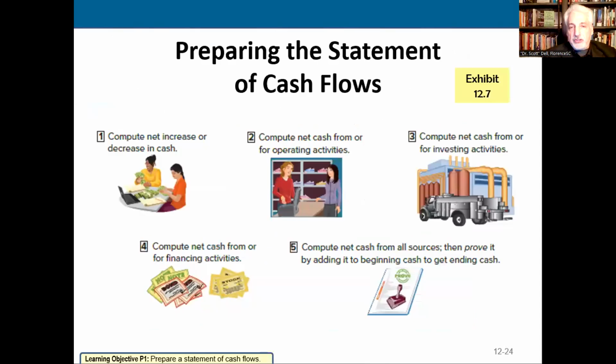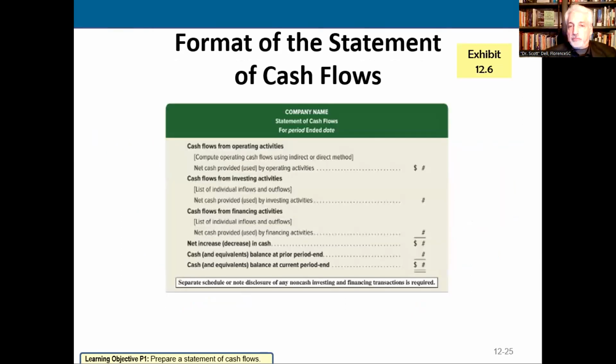And what are we doing? Preparing the statement. Compute the increase or decrease in cash. Thank you, balance sheet. Net cash from operating activities, net cash from investing activities, net cash from financing activities. And we record those based on the indirect method, which records changes. That's a statement of cash flow. Again, it does start with net income. All this just shows operating, investing, financing.